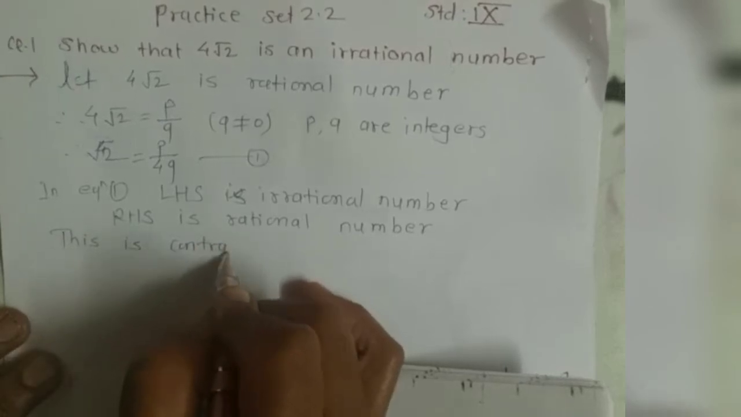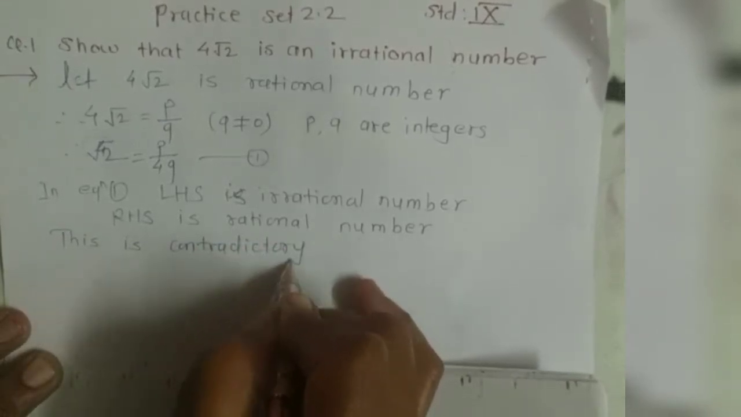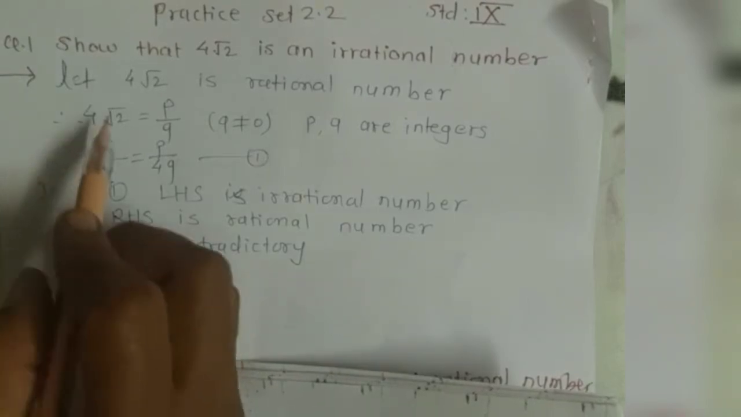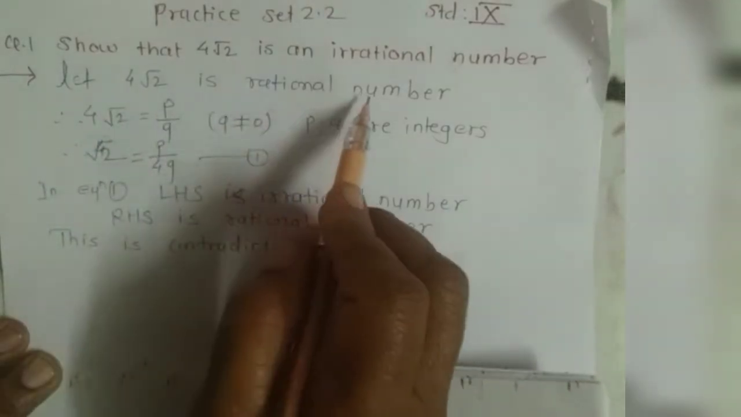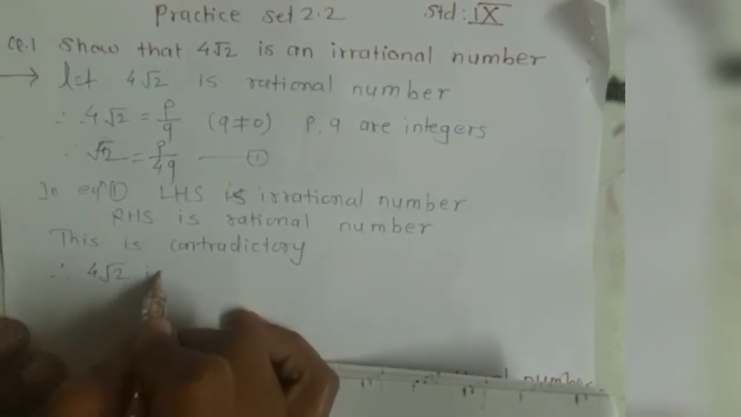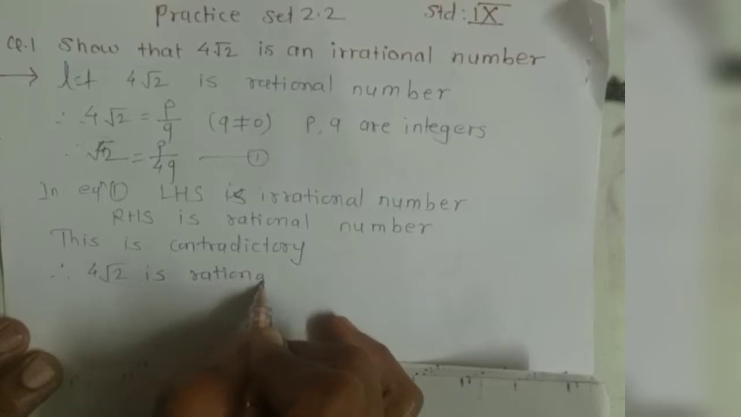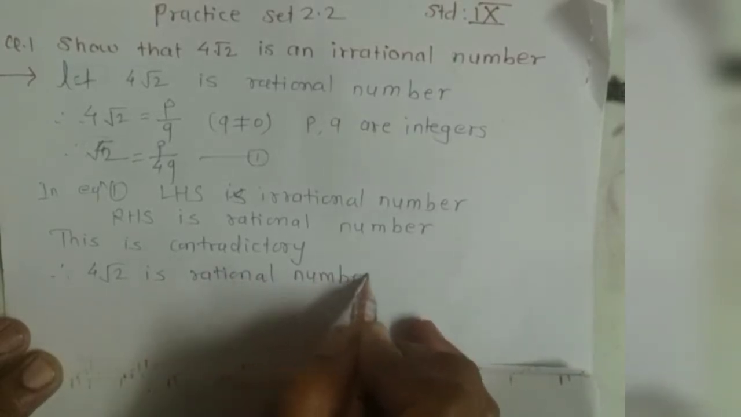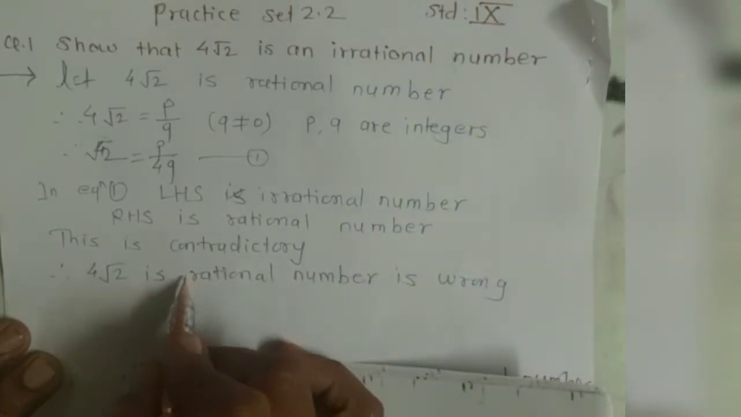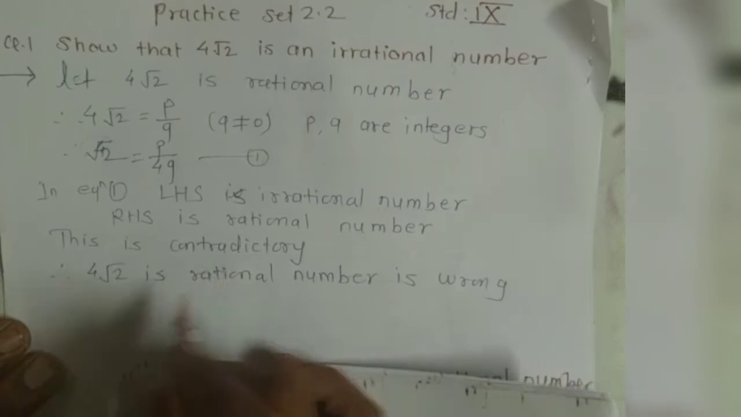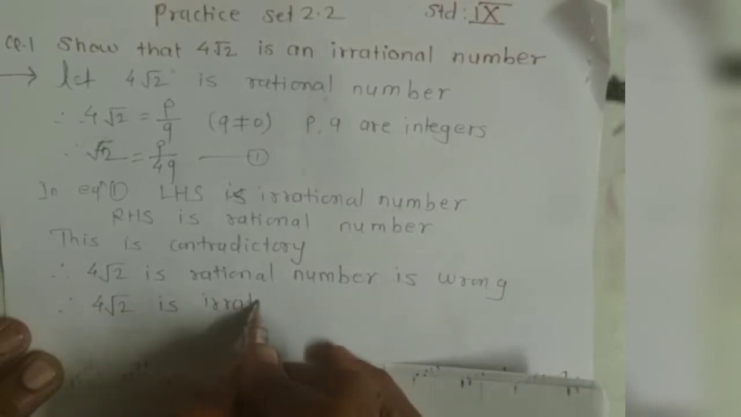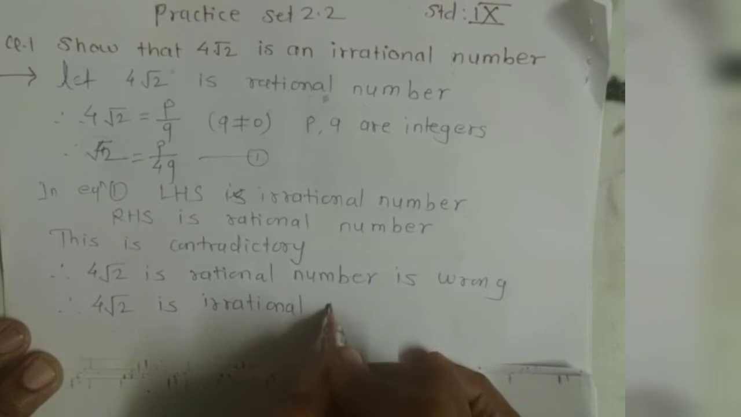Contradictory means it is not possible, and it is due to our wrong assumption. What we assumed in the first step, that 4 root 2 is a rational number, is wrong, and therefore here we write that this statement is wrong. And now what is its opposite? As the rational number assumption is wrong, 4 root 2 is an irrational number, and that is our proof.